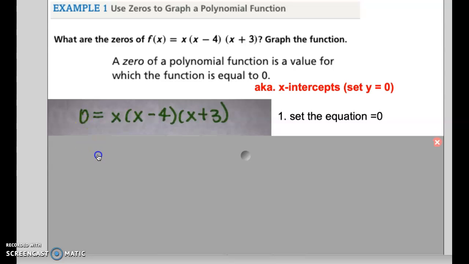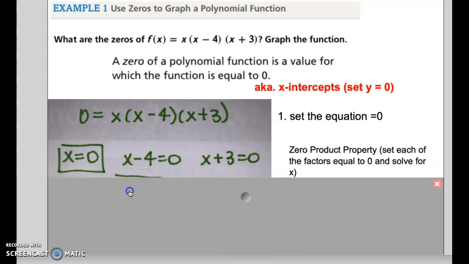Now what we're going to do is think about, how do I solve for these x's? Anybody remember what it's called that we have to do when I'm already in factored form? This is factored form. How do I solve for this x, and this x? We do something called the zero product property. Remember, where I set each of these factors equal to 0 and solve for x.